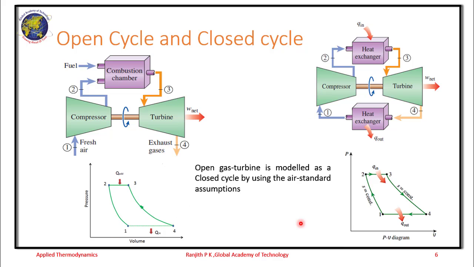So you can note the difference here, the open cycle versus the closed cycle. In the closed cycle, there is a process 4 to 1. Here in an open cycle, there is no process 4 to 1. This open cycle gas turbine is modeled as a closed gas turbine because generally in practice there is no closed cycle occurring. So almost all gas turbines are open in nature, and this is just modeled using the air standard assumptions as a closed cycle.